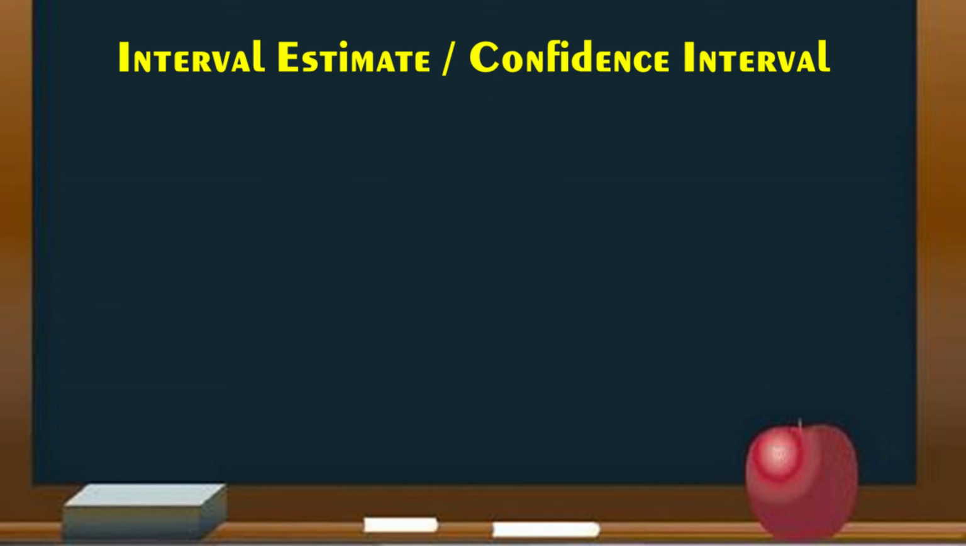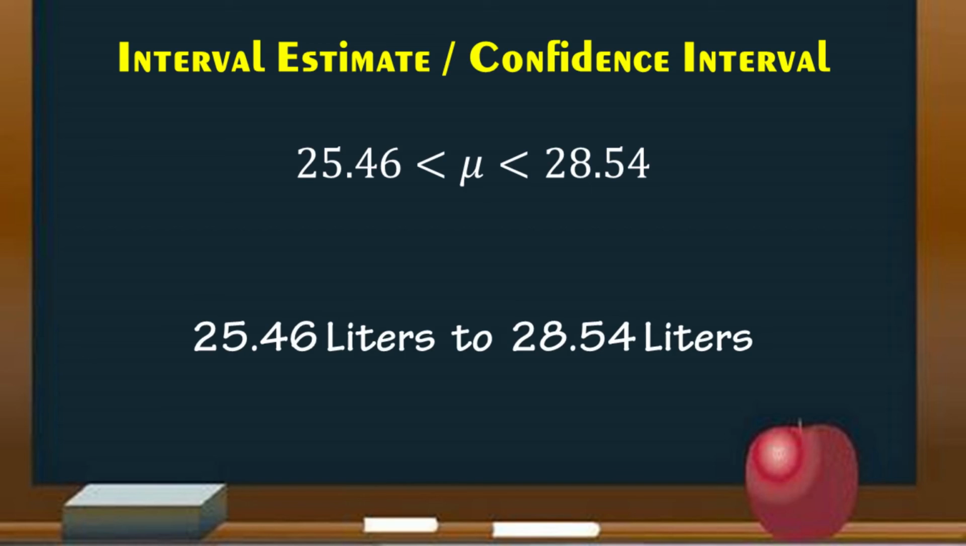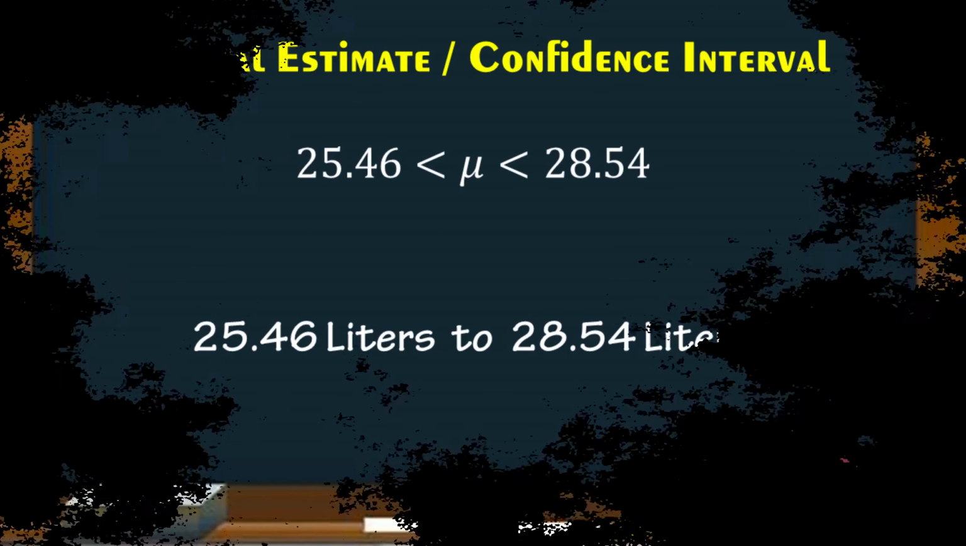Therefore, the confidence interval is mu greater than 25.46 but lesser than 28.54. The population mean is less than 28.54 but greater than 25.46. This means with 99% confidence, the interval between 25.46 and 28.54 liters contains the population mean based on the average gasoline consumption of 10 sample cars.